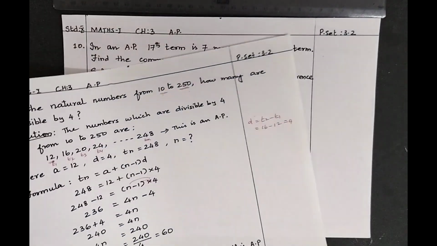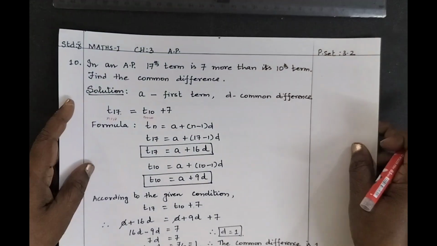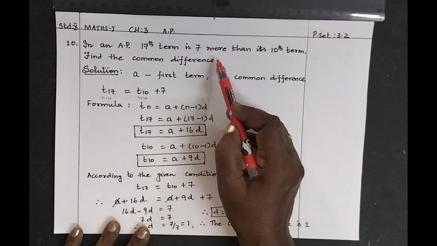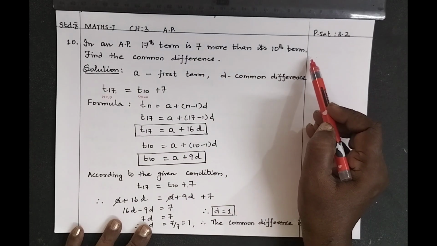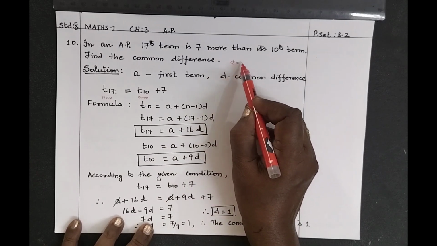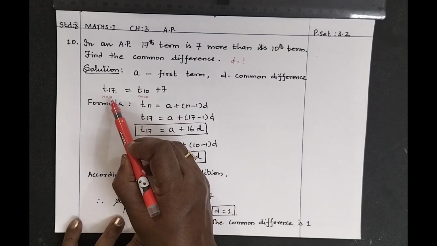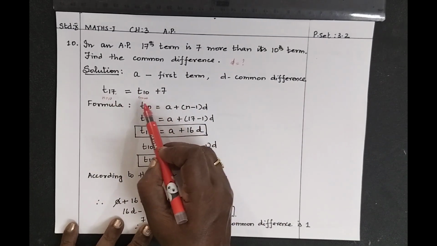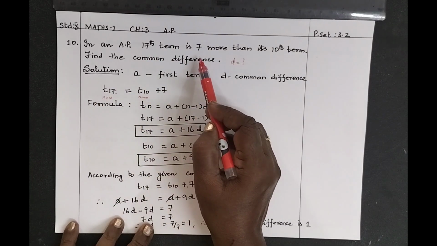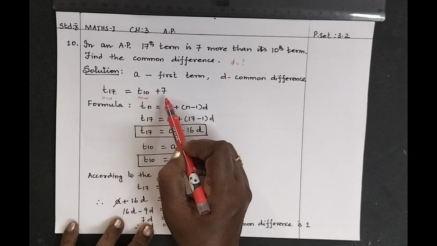Next, the last sum of this practice set. In an AP, the 17th term is 7 more than its 10th term. Find the common difference d. Okay, here we have to find out what is d. So a is the first term, d is the common difference. Now T17 is equal to, according to the condition, the 17th term is 7 more than the 10th term, T10. So T10 plus 7.